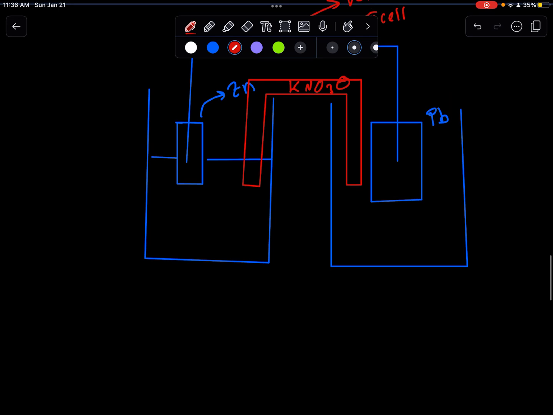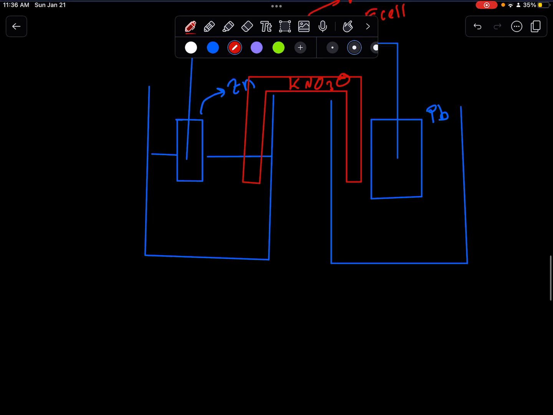We have some electrodes here. One's made of zinc, one is made of lead. And they are in a solution. And the solution that they are in will be zinc nitrate and lead nitrate.